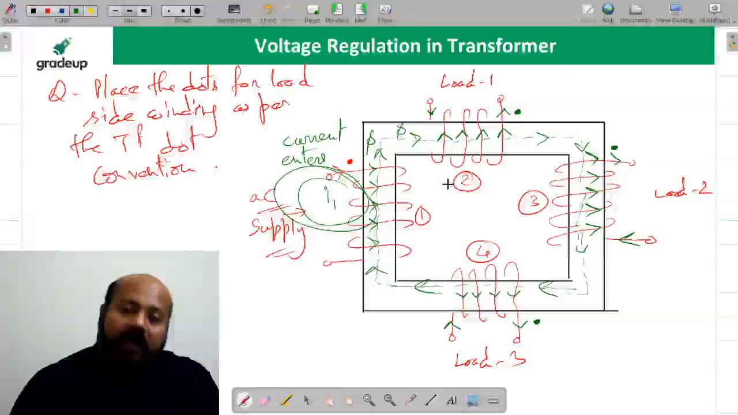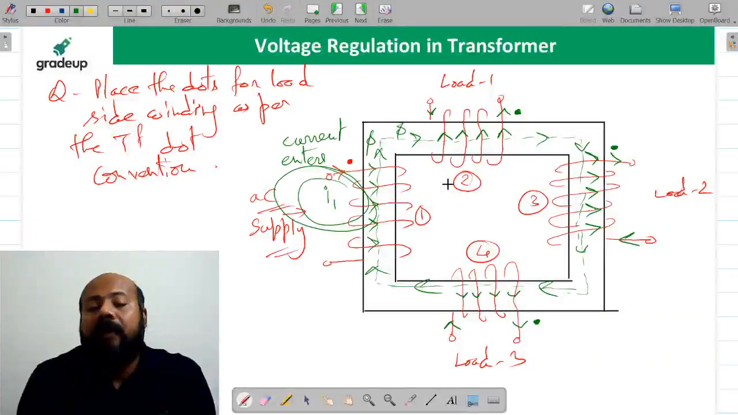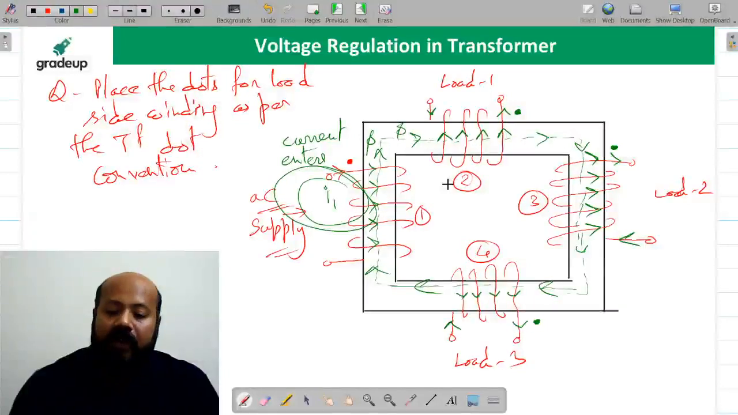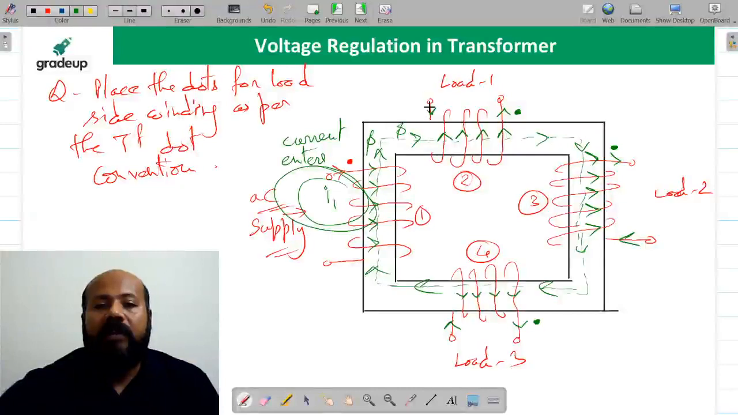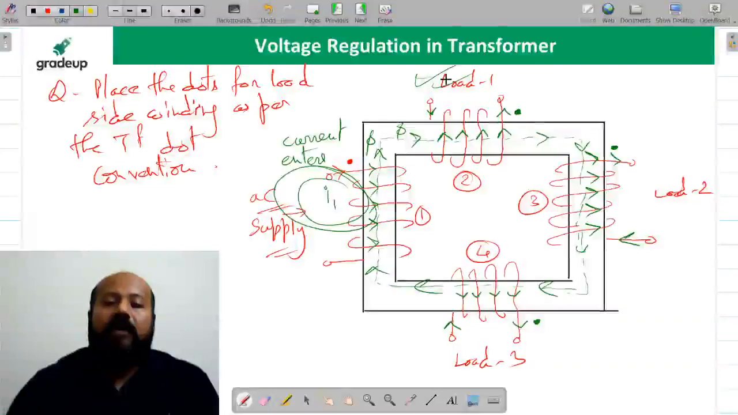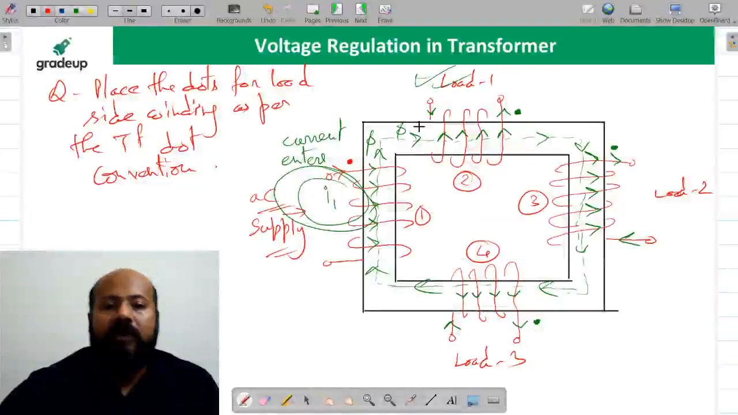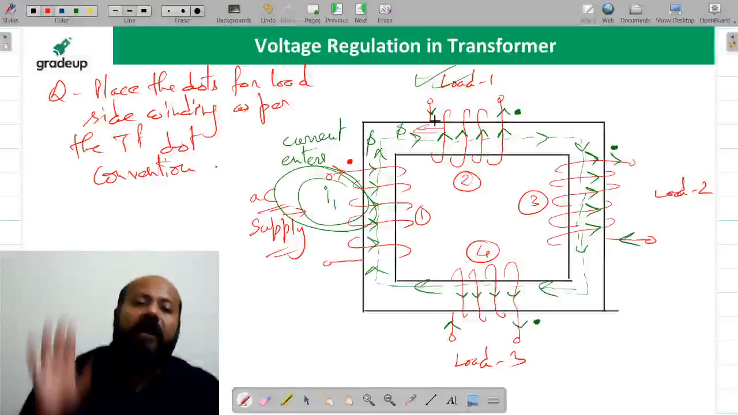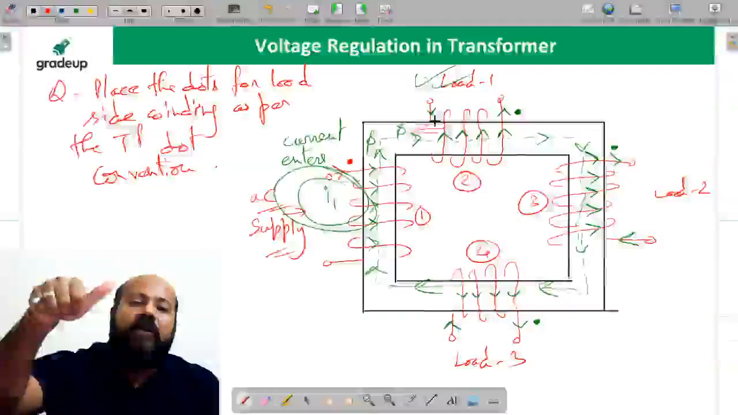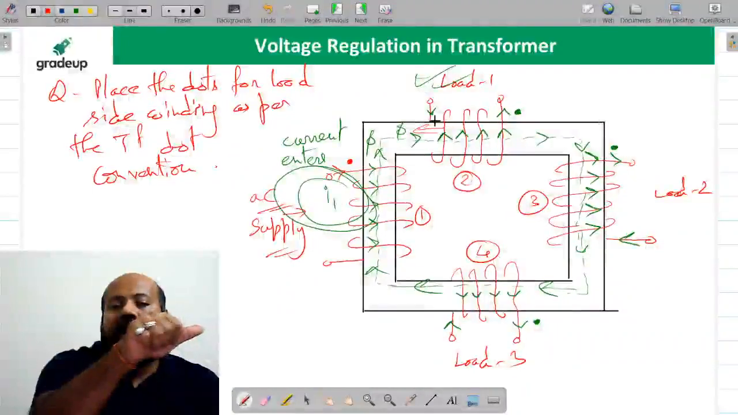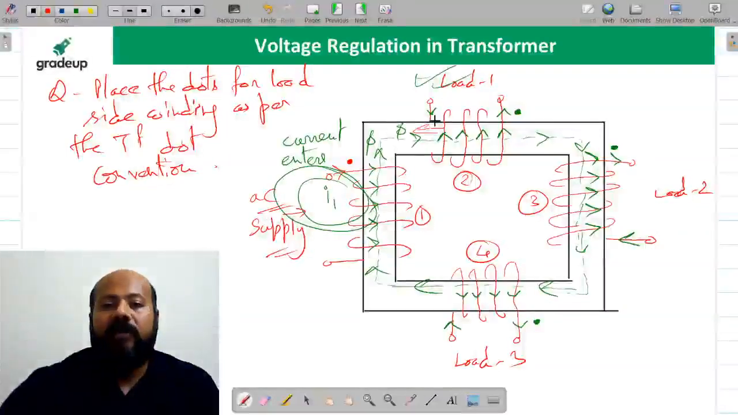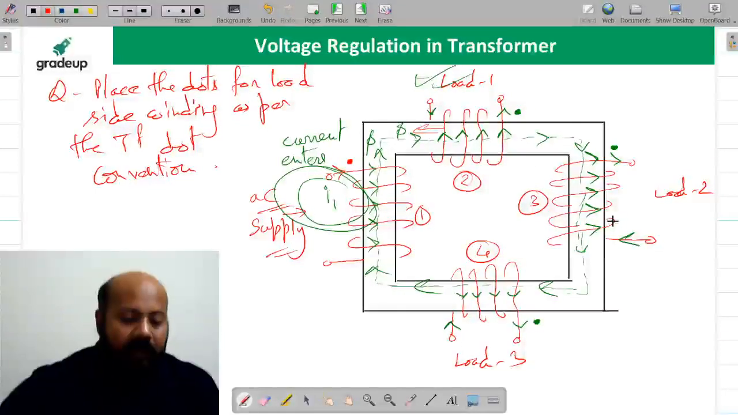What is that main flux? That main flux is the flux set up by the supply side current. So for this load 1, it should oppose the flux in this direction. Yes or no? And if it has to have a flux opposing this main flux, then what should be the direction of current? Apply your right hand: movement of the fingers across the direction of current and the thumb in the direction of flux. So it is going to be this direction. Similarly, you can do it for winding 3 and winding 4.